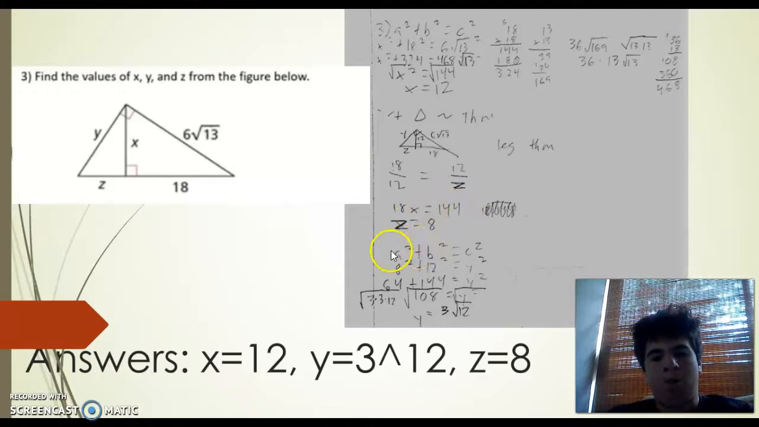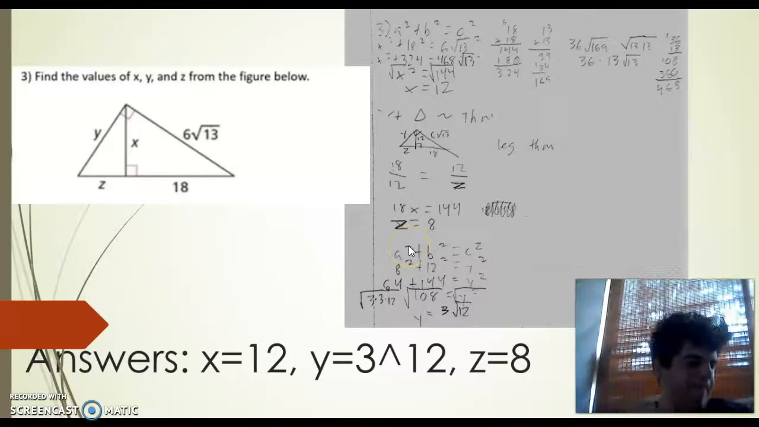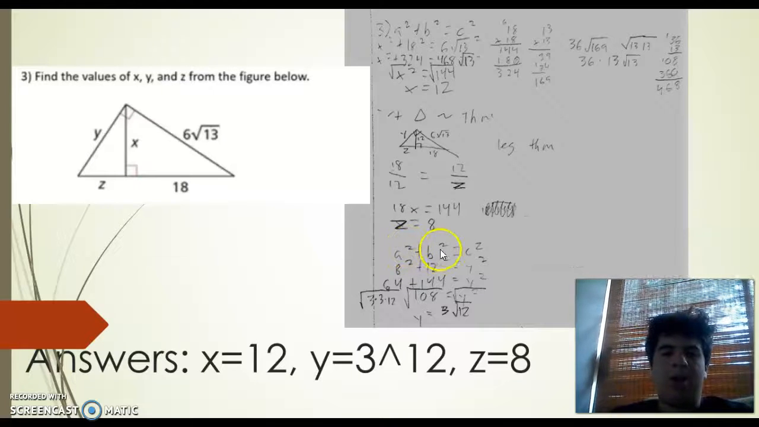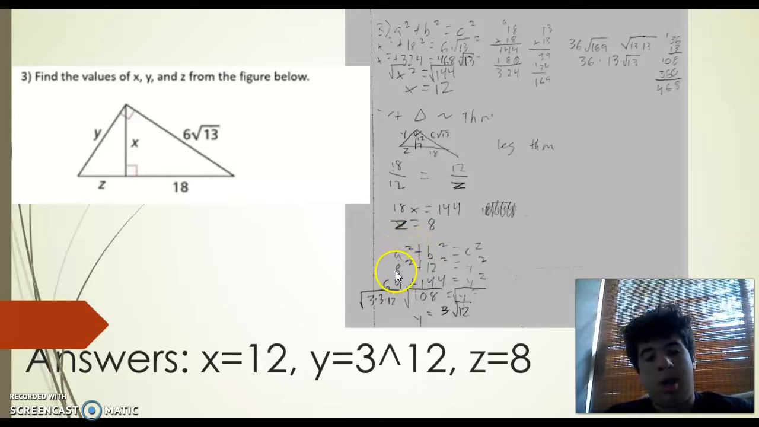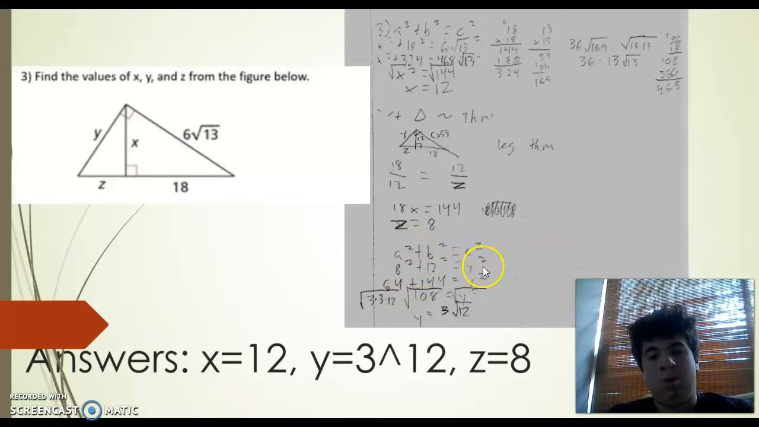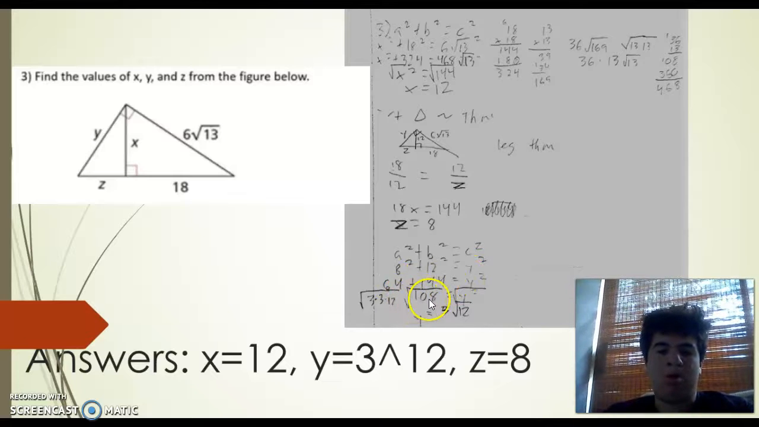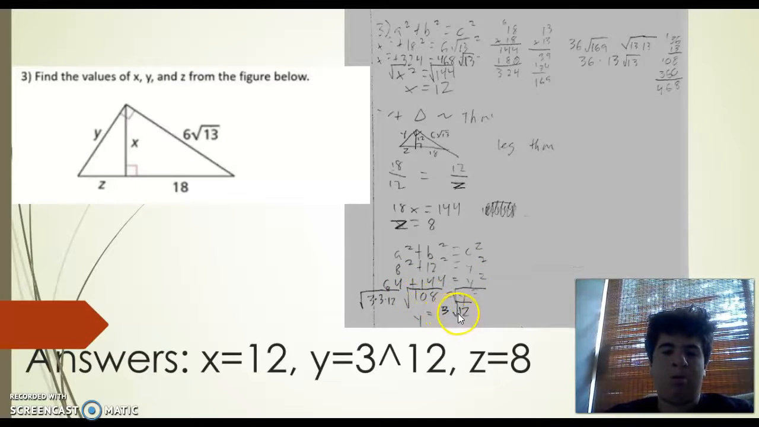And then for y, I use the Pythagorean theorem again. And then you plug it in. 8 squared plus 12 squared equals y squared. Simplify. Then root 108. Simplify down to 3 root 12.